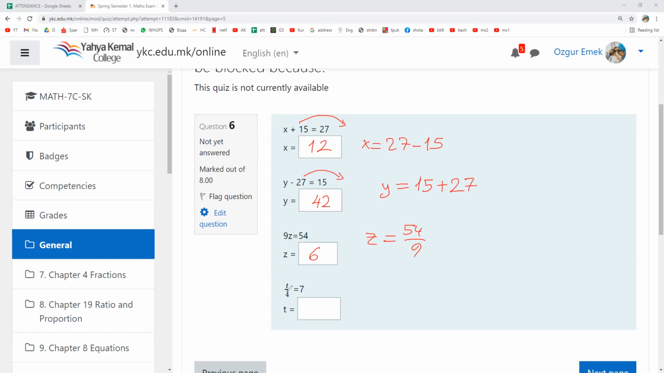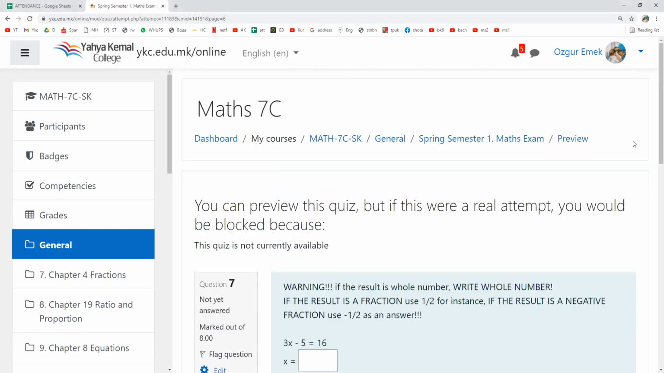And t is divided by 4. Fraction means it's divided by 4. Division by 4 will be multiplication by 4. So t equals 7 times 4. t is 28. Always inverse operations, please. If there is multiplication, this number will divide the number on the other side. This is simple. Now two-step equations are coming.